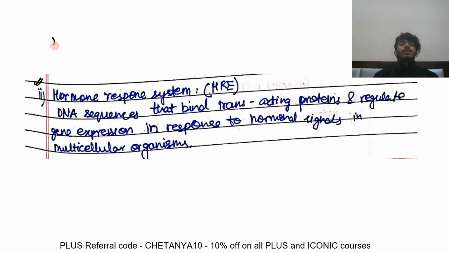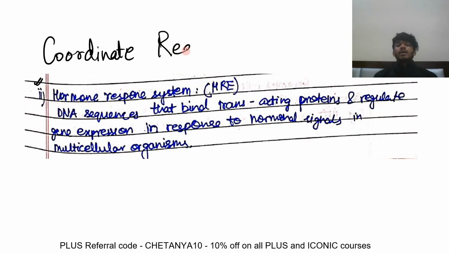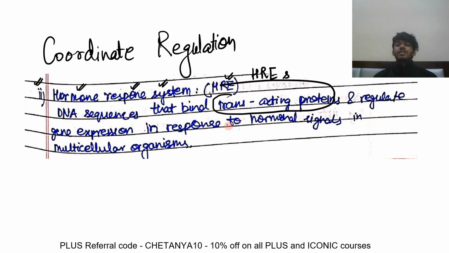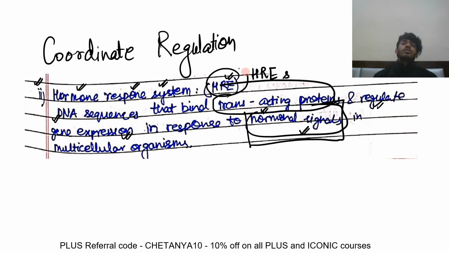The second type of coordinate regulation is called hormone response elements, HRE. These are DNA sequences that bind trans-acting proteins and regulate gene expression in response to hormonal signals. So those are hormone response elements.